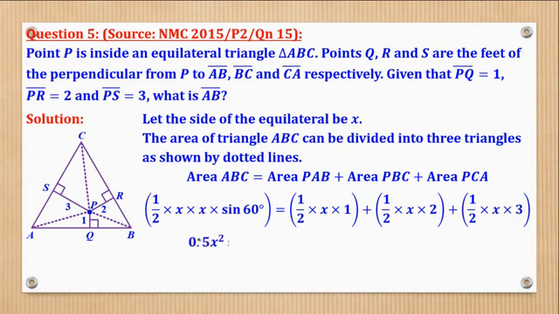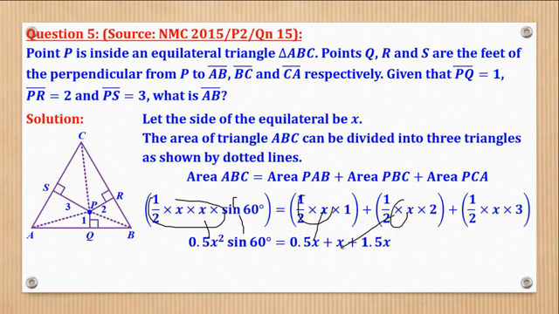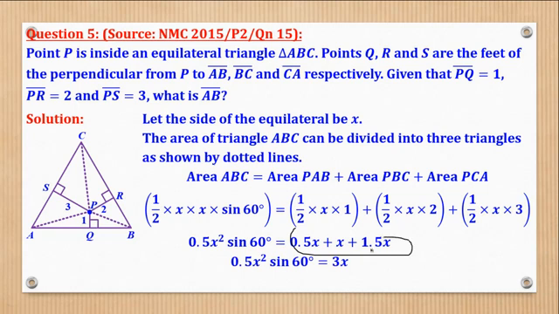So let's start to simplify. This gives you 0.5x squared, then you add on the sine 60. Now you can use a calculator to get sine 60, but it's better to do that at the very end of the calculation. So let's first maintain the sine 60. This gives you that, this gives you this, and this gives you that. So collecting like terms, the whole of this gives you 3x. Here 1x can cancel to remain with that.